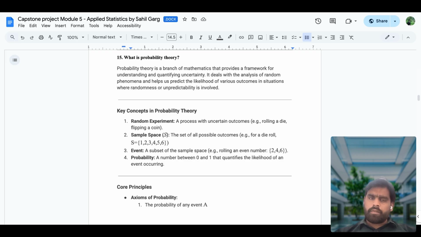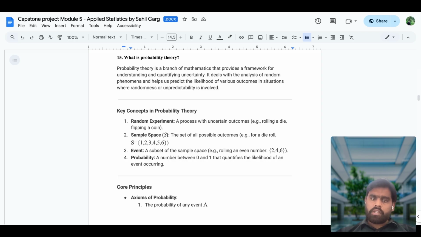So probability is always between 0 and 1. If the result is 0, we can be very sure that the event is not going to happen. And if the probability is 1, that means we are very certain that the event is going to happen.